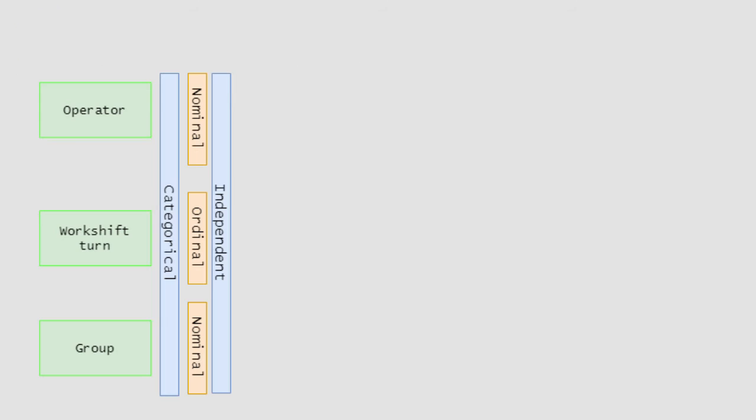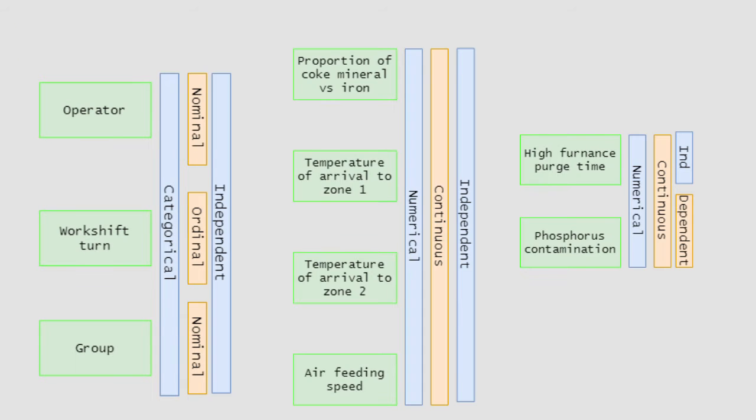In this project, we are going to use data coming from Altos Hornos de Mexico. The variables that we have are operator, work shift turn, group, portion of coke mineral versus iron, temperature of arrival to zone 1, temperature of arrival to zone 2, air feeding speed, blast furnace purge time, and phosphorus contamination.